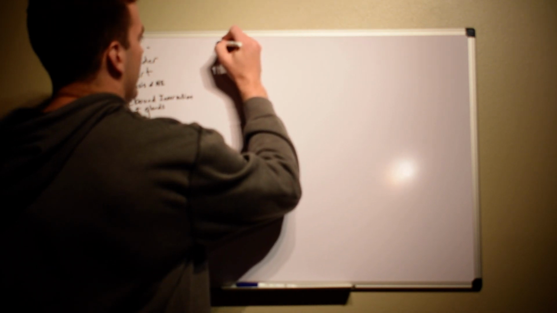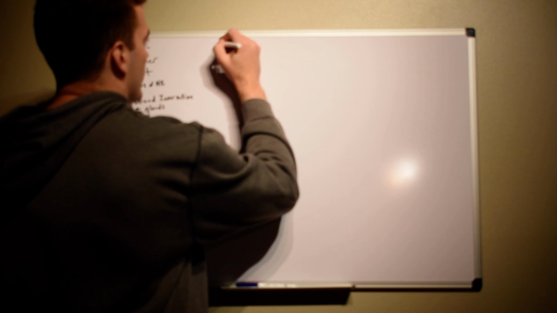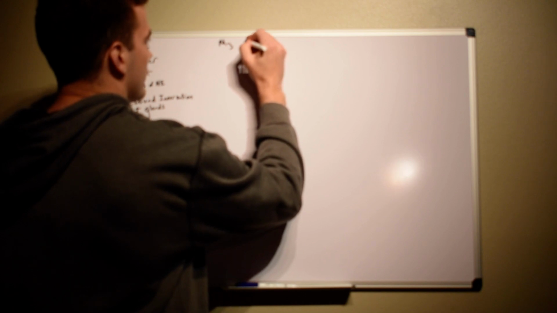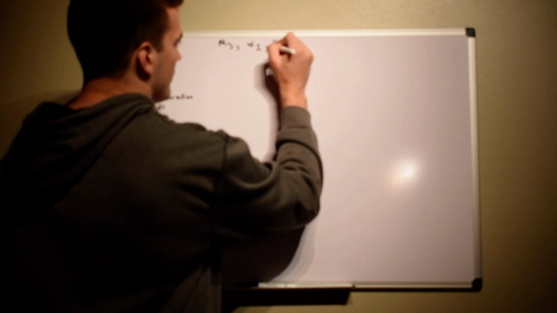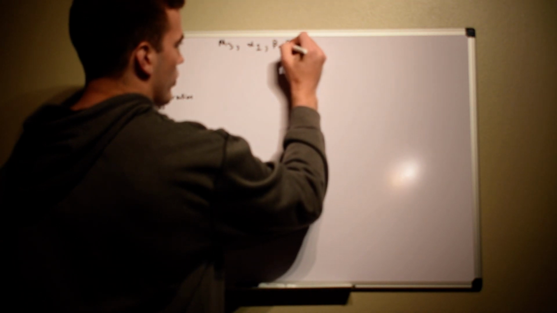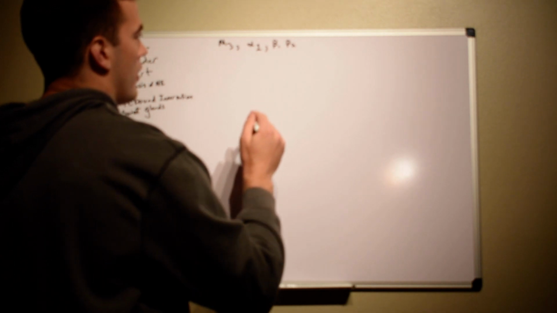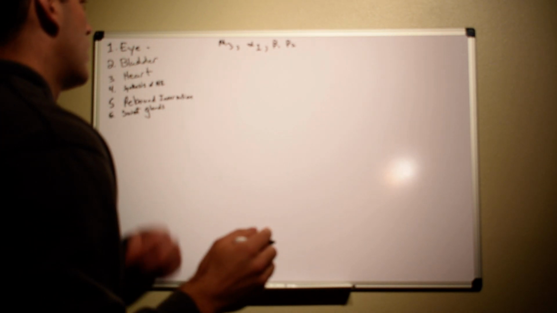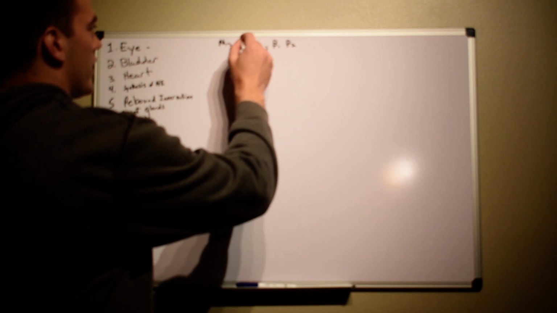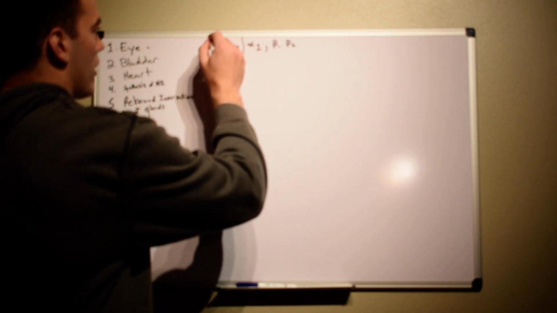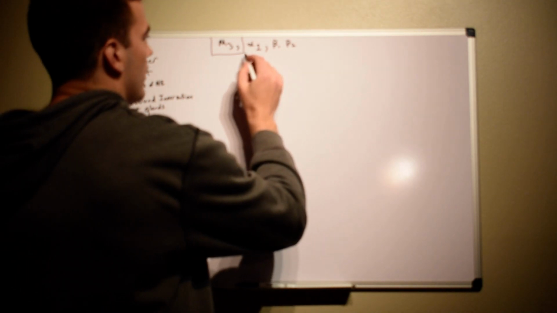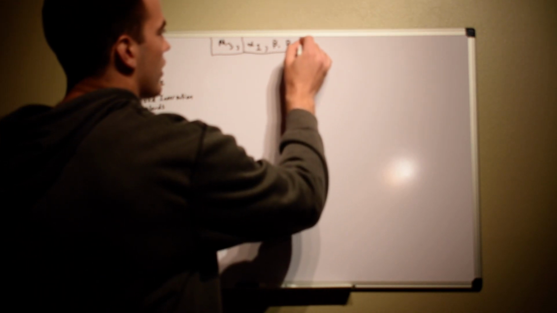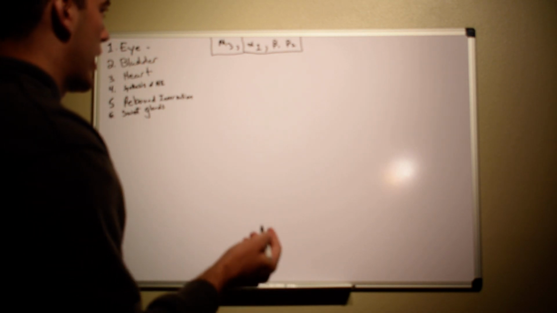So I'm just going to go ahead and label off the receptors in the eye. So we've got the muscarinic 3, the alpha 1, the beta 1, and the beta 2, which doesn't really do much. Okay? So this first one here is, as we know, part of our parasympathetic tract. And these three here are going to be a part of our sympathetic tract.